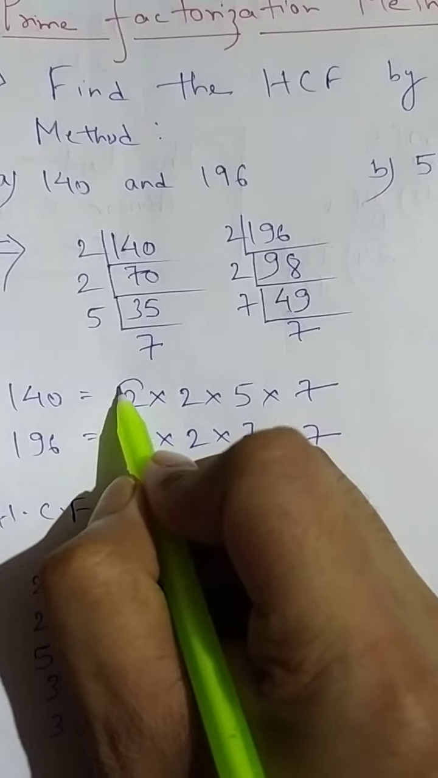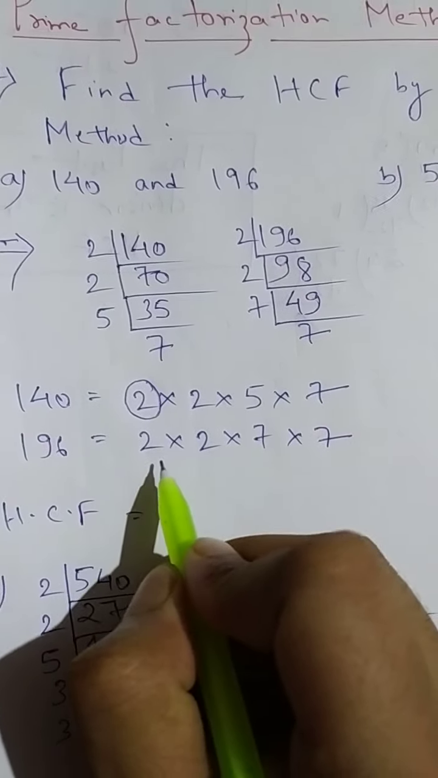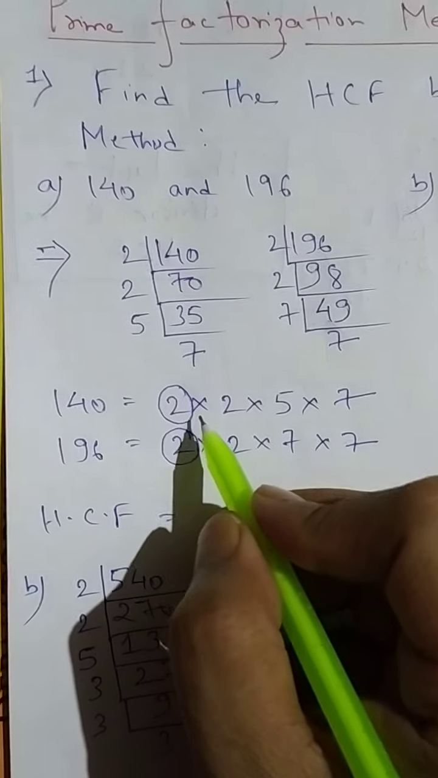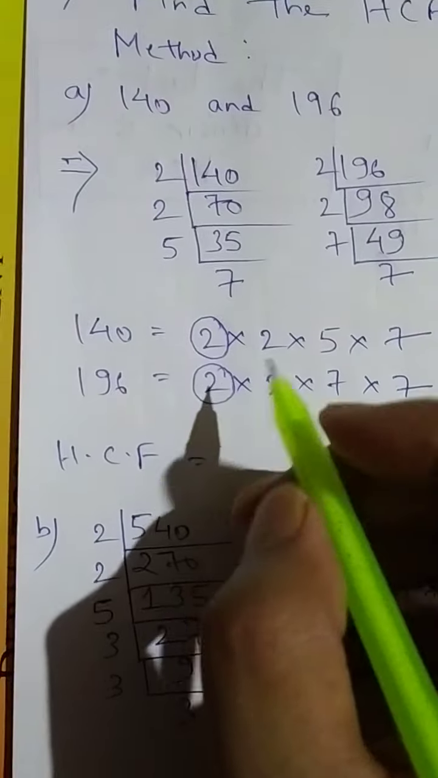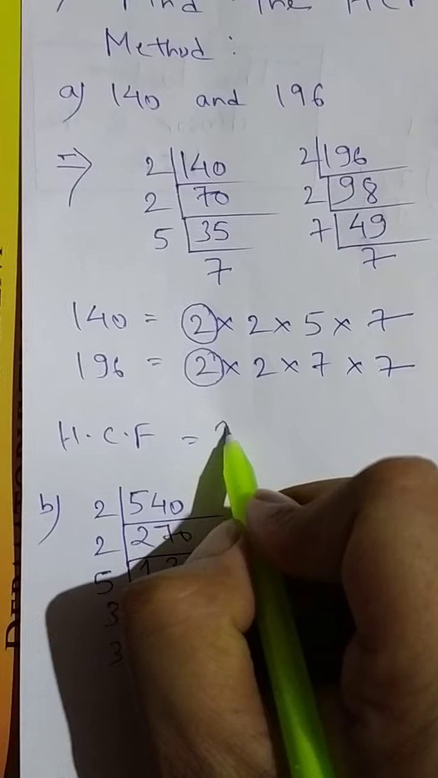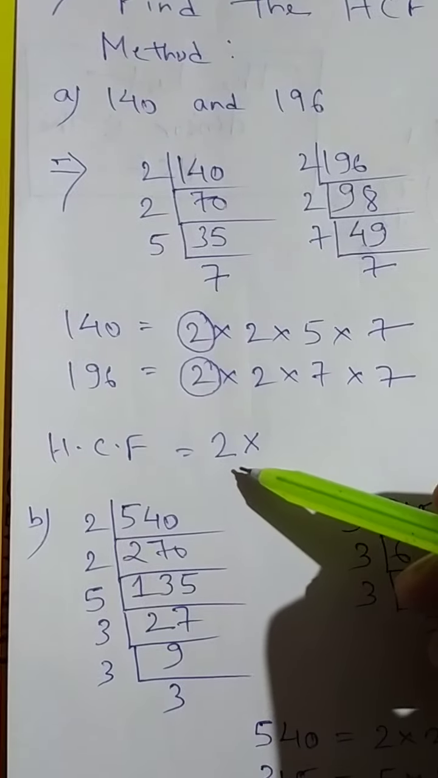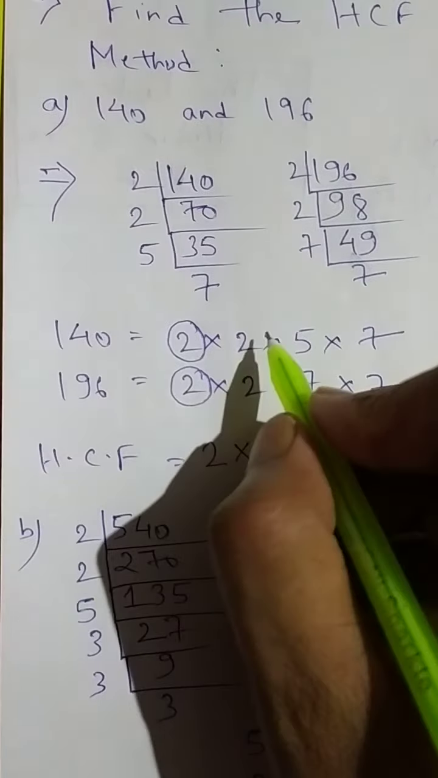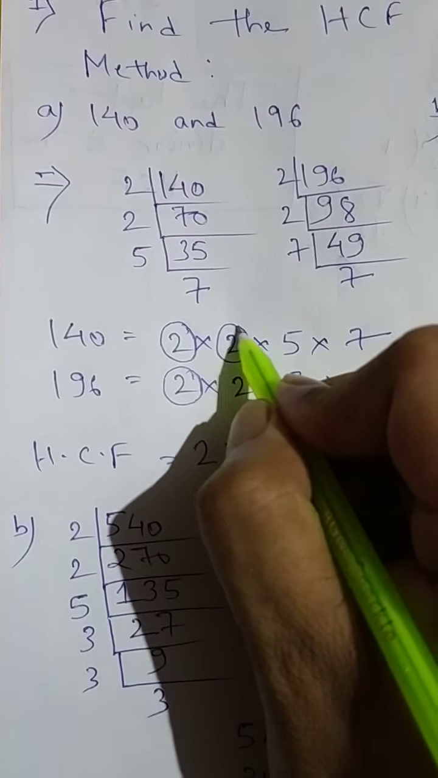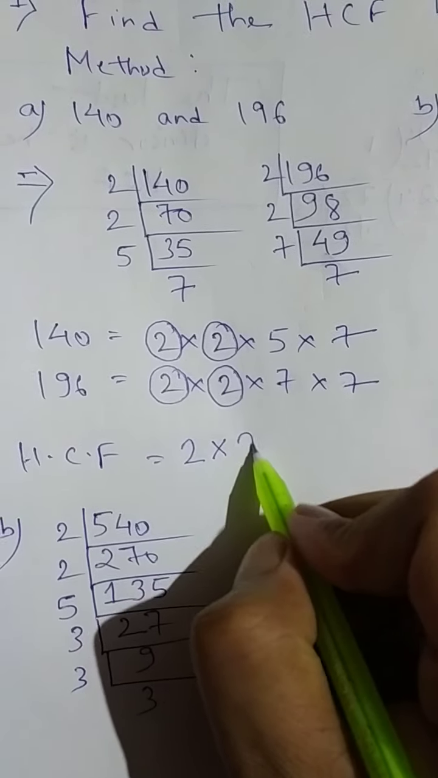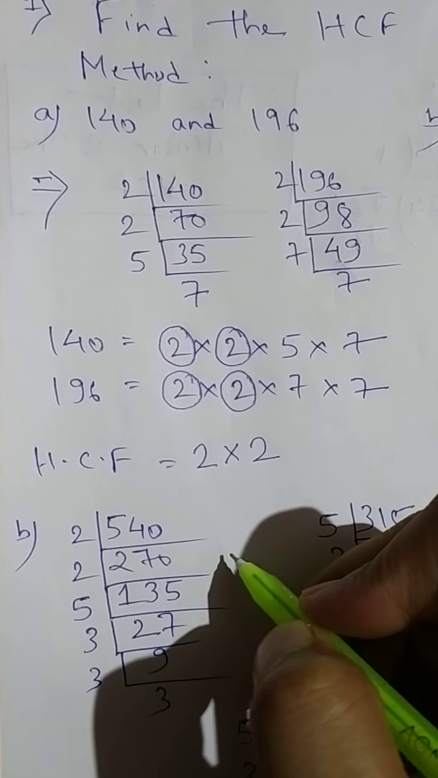See, here there is 2, and here also there is 2. So for this 2, we will write here 2, only one time. Now another, again common here 2, and here 2. So here you will write only one time.